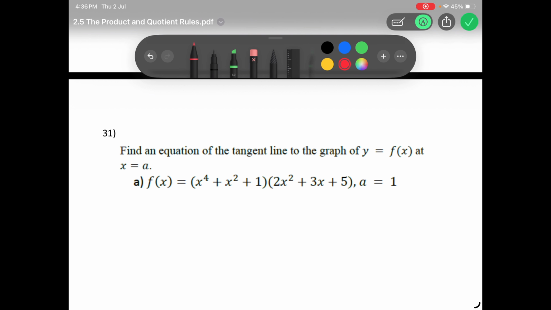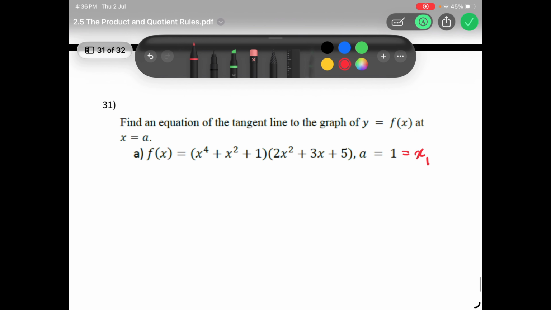So here guys, find the equation of the tangent line to the graph of y equals f of x at x equals a. This a is what we call in this concept x1, okay? And this is f, and what I need now is f prime.